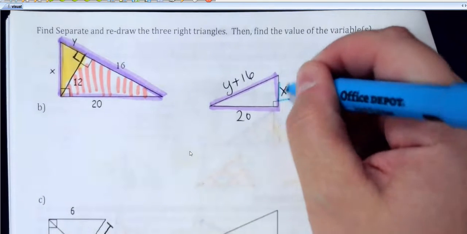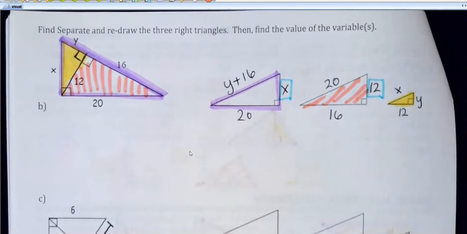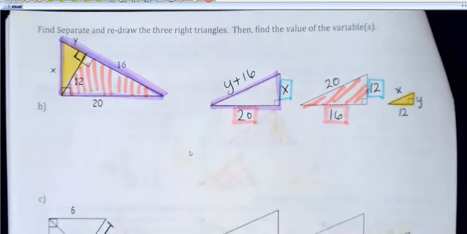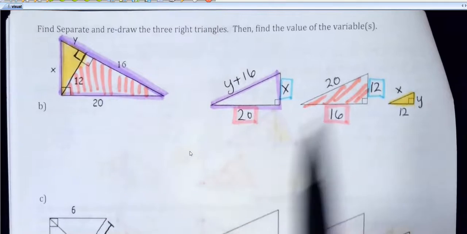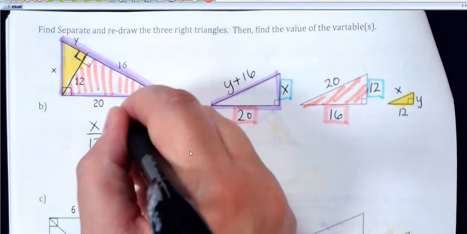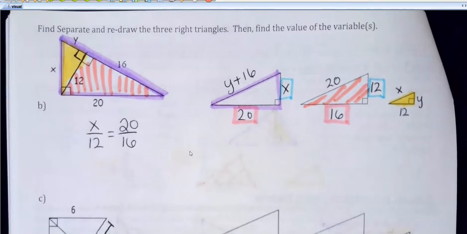I'm going to say that x corresponds to the 12. And I'm just trying to set up a proportion. I don't want to use a proportion that would involve y, just x's. So I would just put the 20 and the 16 together. I wouldn't use the y plus 16 and 20 because that would bring in another variable, and we don't want that. So I would just match these up like I have here: x over 12 equals 20 over 16. And if you set it up a little differently than I did, as long as our cross products are the same, we're good.